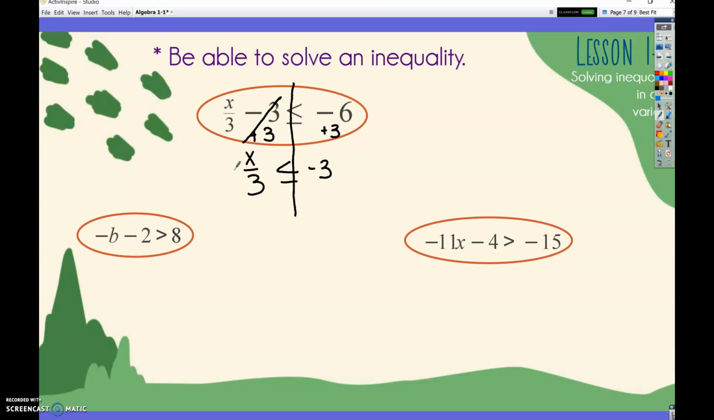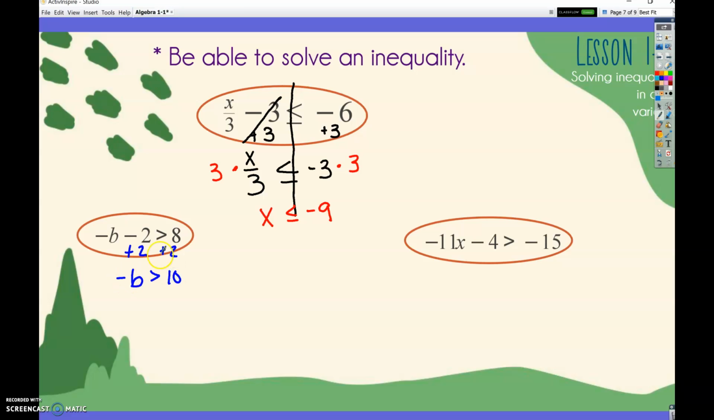My next step would be to multiply by 3, since dividing by 3 is going on. So if I multiply by 3, I get x is less than or equal to negative 9. Now notice that we did some subtraction or addition and multiplication. That's all fair and easy. Here we have, I'm going to add 2 to both sides, and I get negative b is greater than 10.